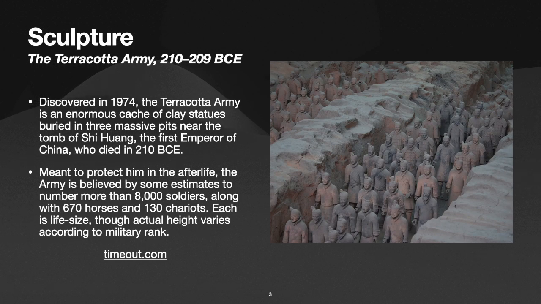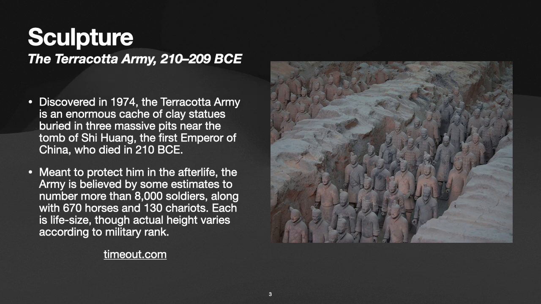For our example of sculpture, this is the terracotta army. Terracotta is a kind of ceramic. It's a fired clay that has been invented by many cultures around the world. This example is in China. This is called the Terracotta Army, and it dates from 209 to 210 BCE.